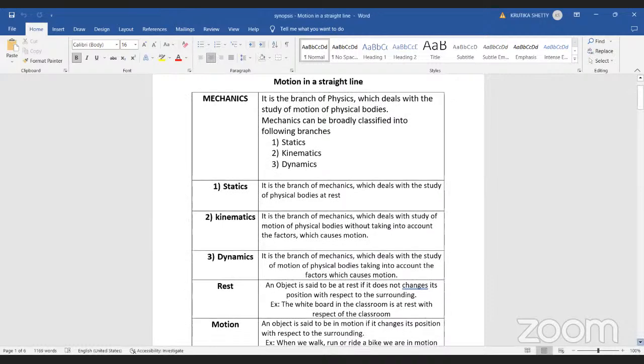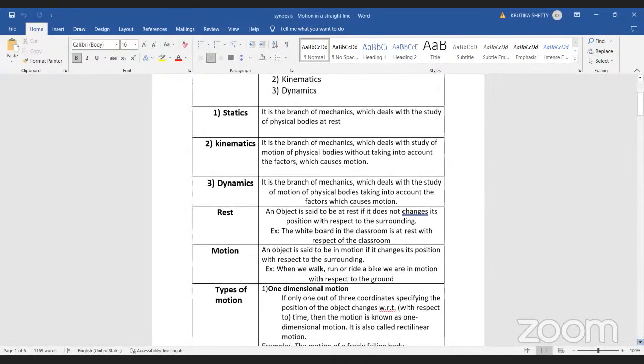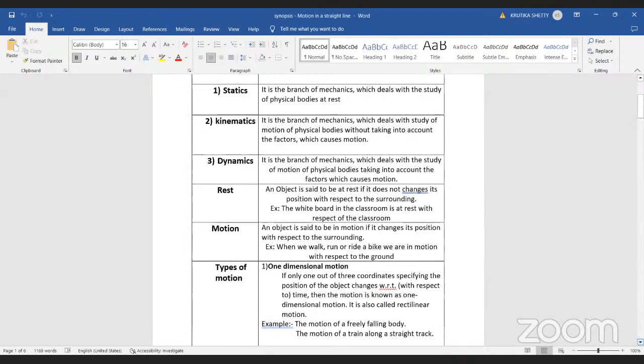Next, types of motion. We have different types of motion. The first one is one dimensional motion. One dimensional motion is also called rectilinear motion. So what is one dimensional motion? If the object is not changing its direction and is moving only along one particular direction, it is called what?